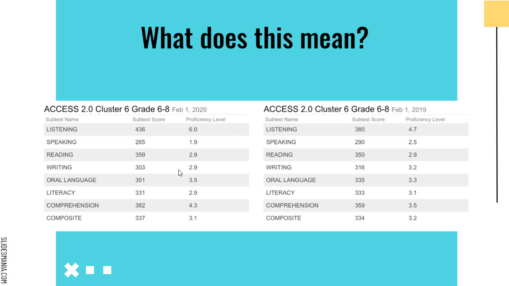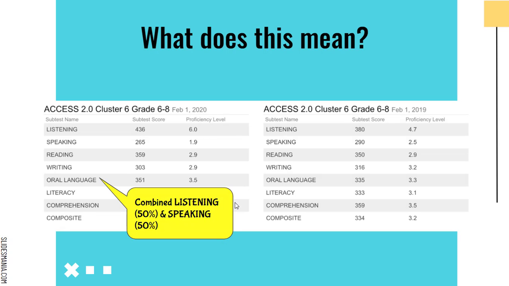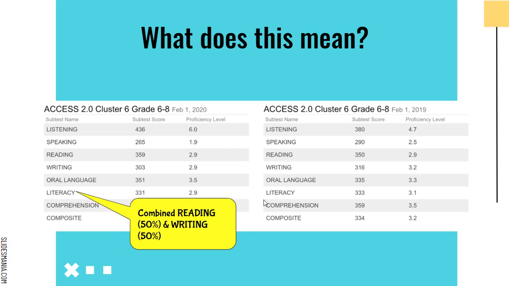So as a result, the oral language score, which is a score that comprises both listening and speaking, is a 3.5. So oral language takes half of the listening score, half of the speaking score, and then that's how they get the 3.5. The next set of scores are the literacy scores. And so the literacy score is 50% reading and 50% writing. So when we take his reading and his writing, it's a 2.9. So that's going to be pretty easy to figure out.